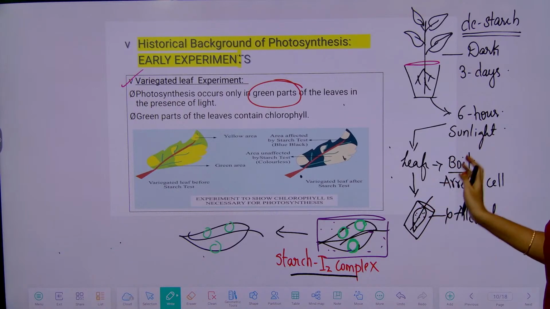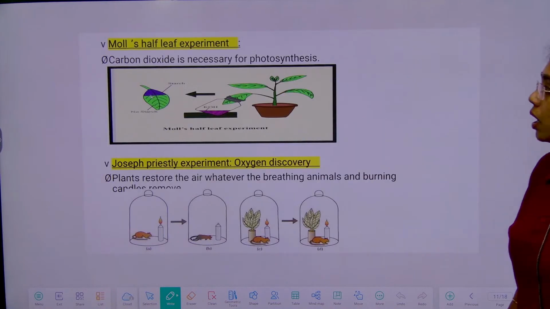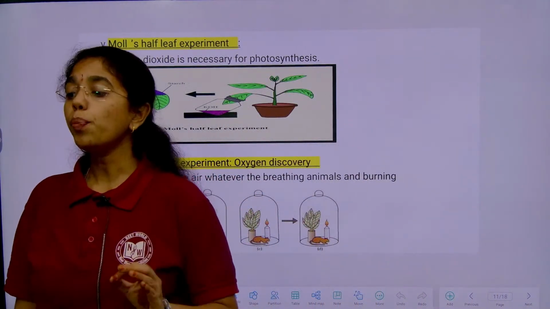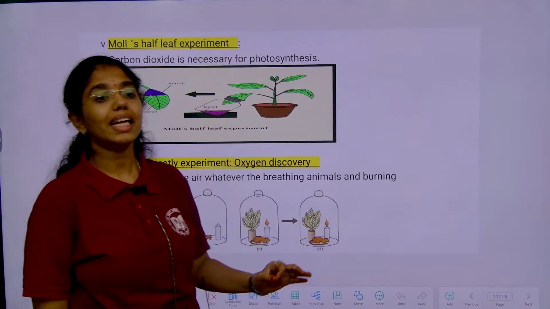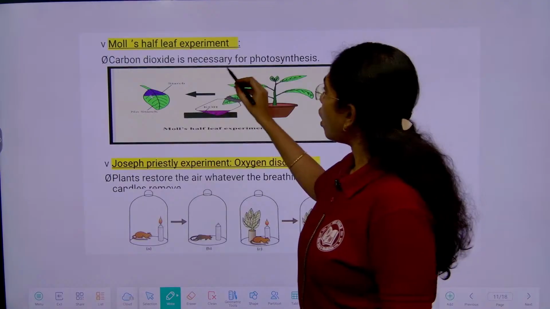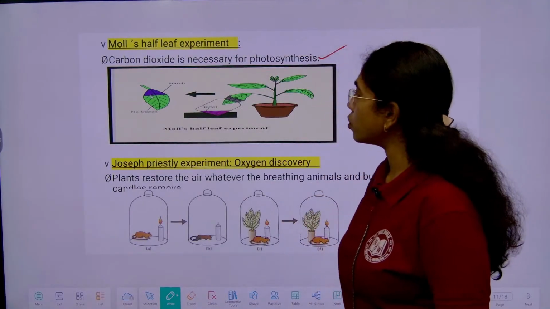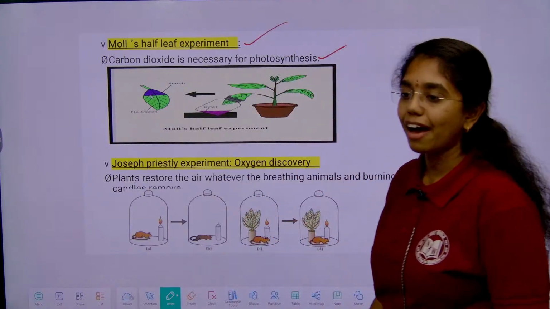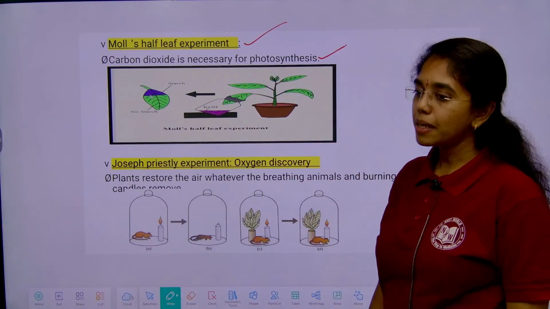Glucose is the product of photosynthesis. What are the raw materials? Carbon dioxide and water. Who proposed that carbon dioxide is essential for the process of photosynthesis? Carbon dioxide is essential for the process of photosynthesis is proven by whom? Moll's half-leaf experiment.